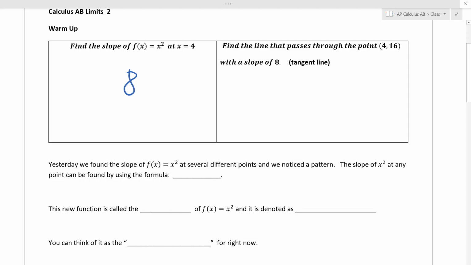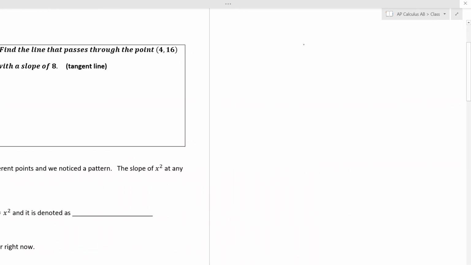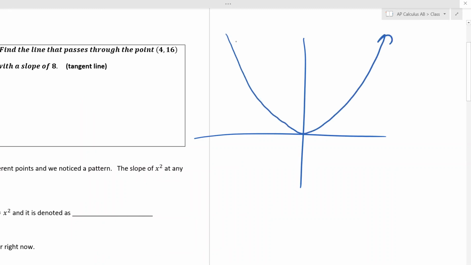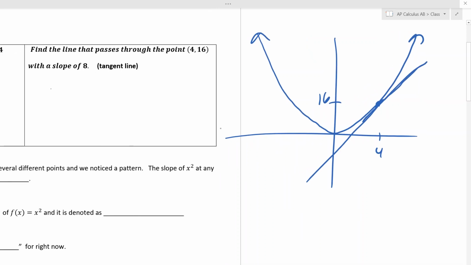And since the slope of it is 8, the tangent line, which we discussed, is just a line that goes through the same point. So we have a parabola. That's what x squared looks like at 4, 16, which we'll say is right there. If we were to graph the tangent line, it would go through that point and have a slope of 8. So to go through that point and have a slope of 8, we do y minus the y value equals the slope times x minus the x value. Sound good?